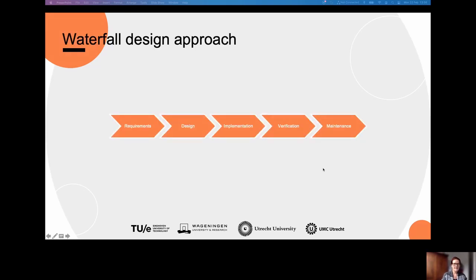So if you look at the mainstream design approach, you see that in a lot of projects, there is a waterfall design approach. And that really means that there's a set of requirements, that is the foundation for your design. Based on your requirements, you develop a design, you implement your design. Of course, you have to test it and also validate it. And of course, you have to maintain what you implement.